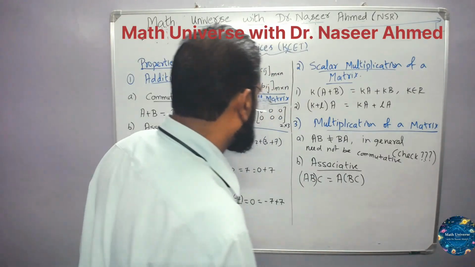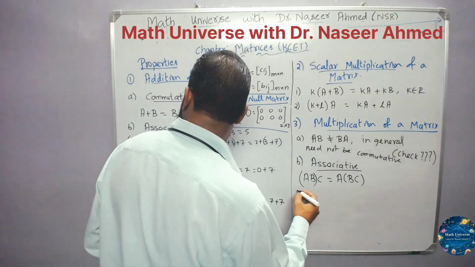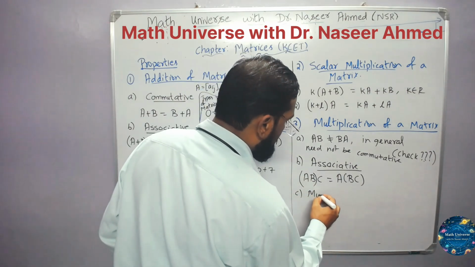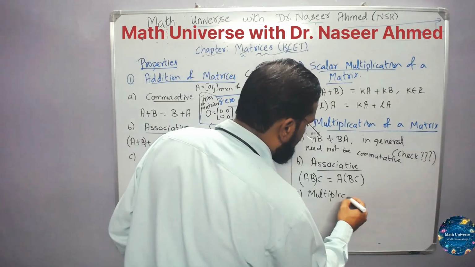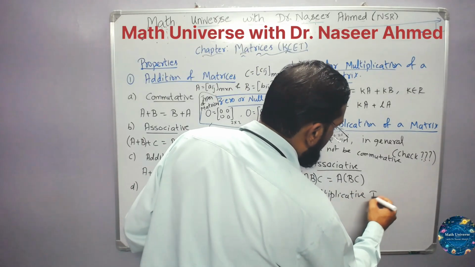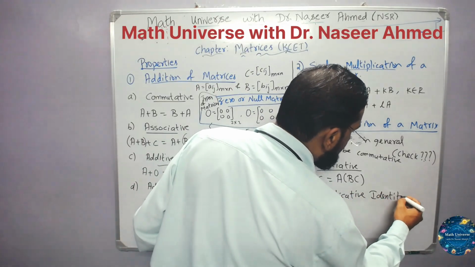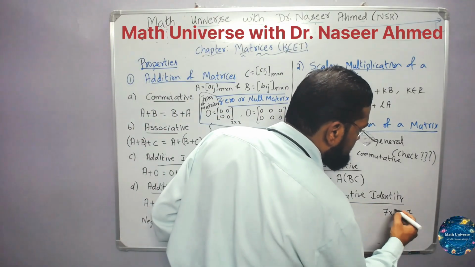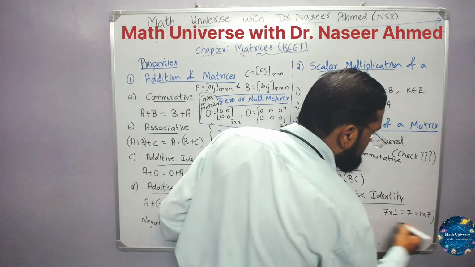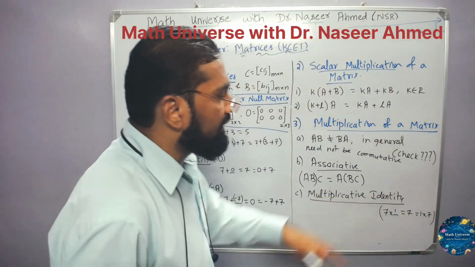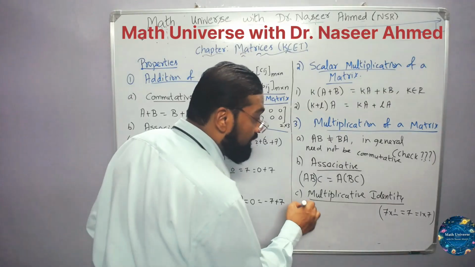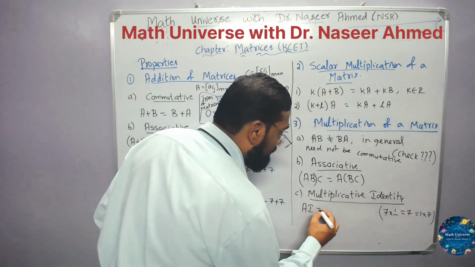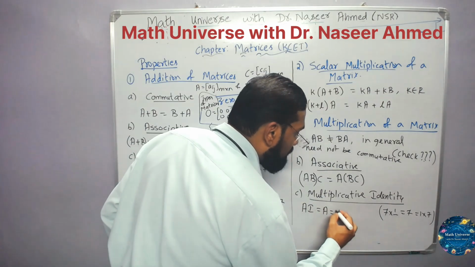Okay. Next comes multiplicative identity. Same as a real number. Recall, if you have 7, which number should I multiply to get back 7? It's 1. Similarly, 1 into 7 is 7. So 1 is the multiplicative identity. Similarly, for any square matrix, and here it should be a square matrix, A into I will be equal to A, which is equal to I into A.